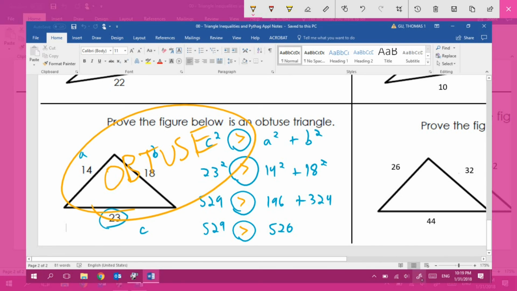So now try the problems that we didn't do together and just follow the format that we did in the example problems, and you'll be on your way to telling if a triangle is right, acute, or obtuse.